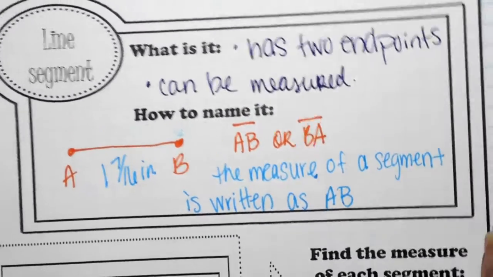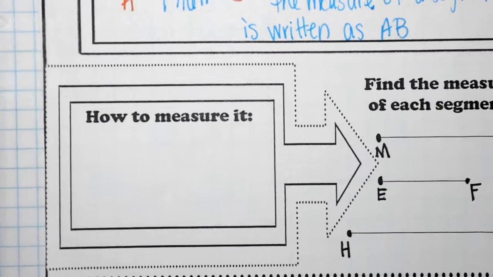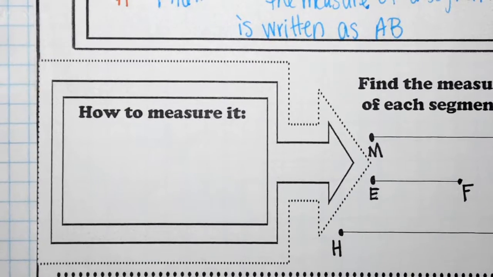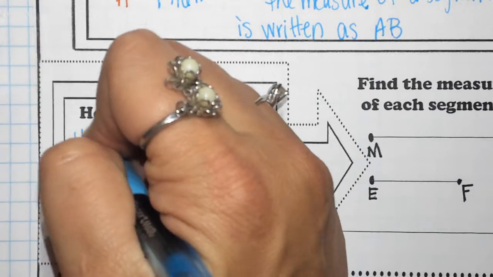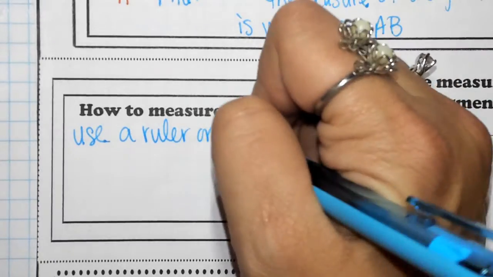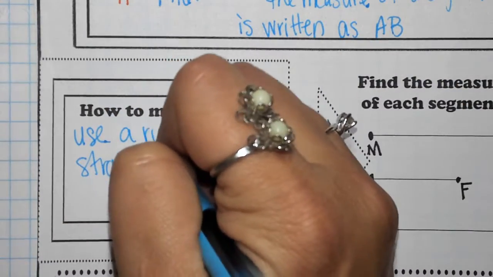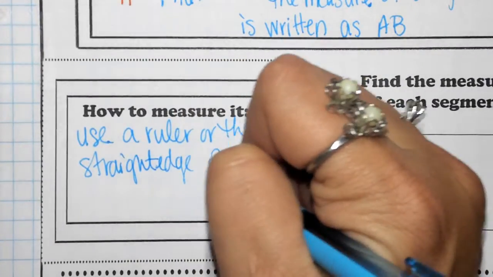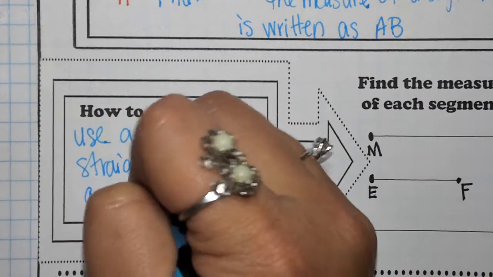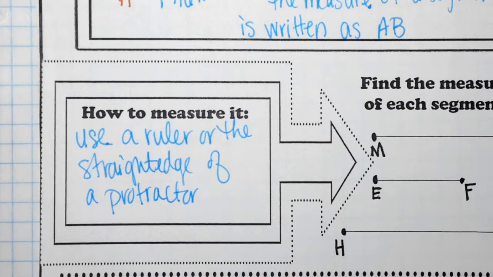So how did we measure our line segment? What did we do? With a ruler. Look at you guys go. Take a point. So use a ruler or the straight edge of a protractor. What's a protractor? The little half moon things? Those are called protractors. They make line segments and angles. Crazy.